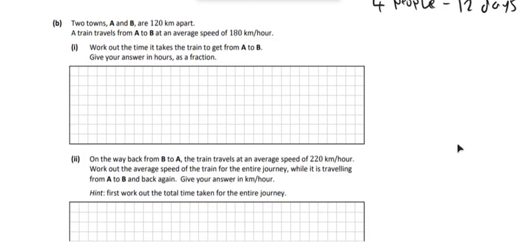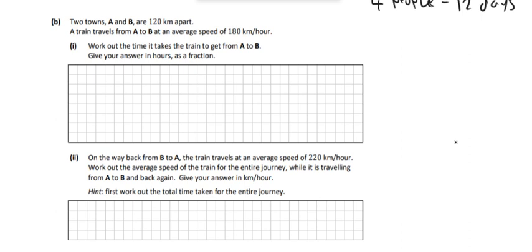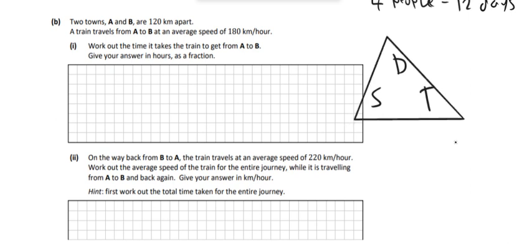Two towns A and B are 120 kilometers apart. A train travels from A to B at an average speed of 180. So we need to know distance, speed, time here. So DST. To get distance, you do speed multiplied by time. To get speed, you do distance over time, and to get time, you do distance over speed. It says work out the time here, so we're going to do distance over speed, and we want it in hours. So distance is 120, speed is 180.